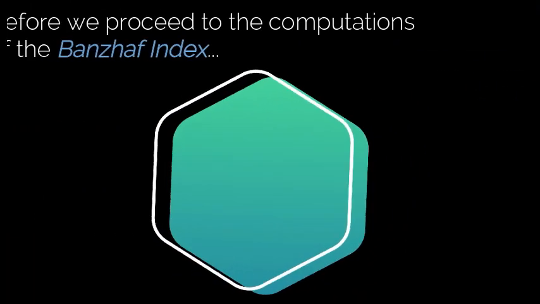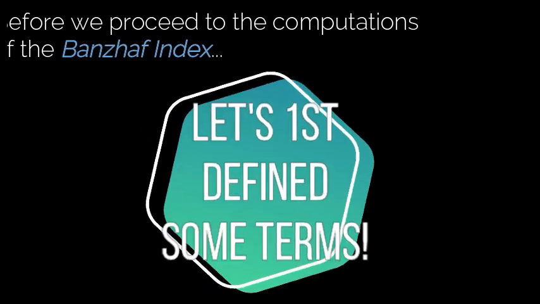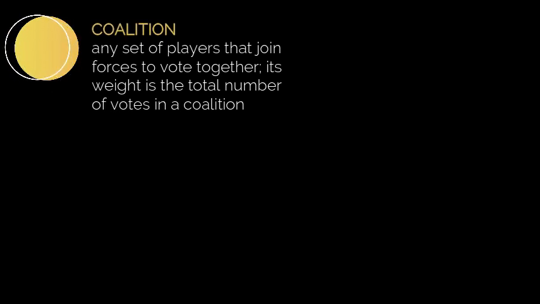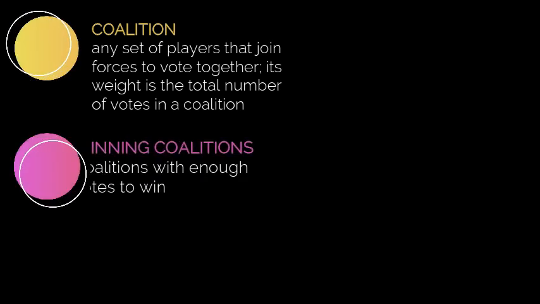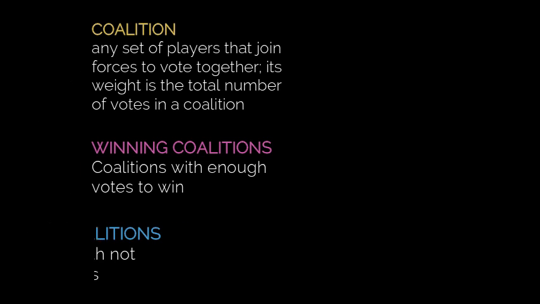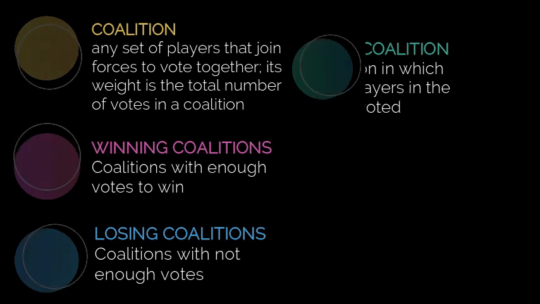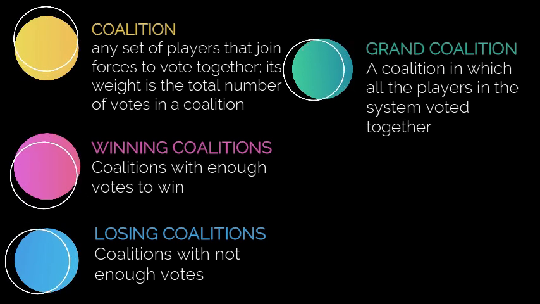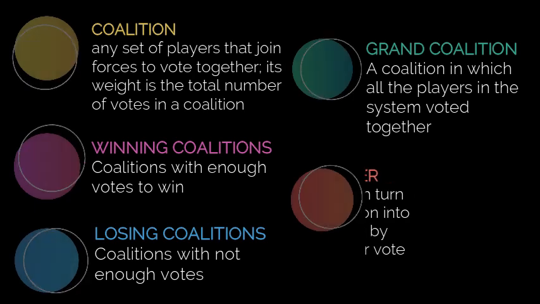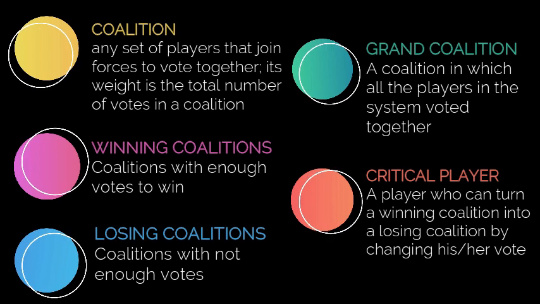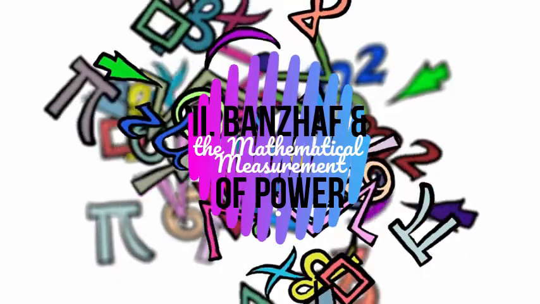Before we proceed to the computation of the Banzhaf index, let us define some terms. First, a coalition is any set of players that join forces to vote together, and its weight is the total number of votes in a coalition. Thus, winning coalitions are coalitions with enough votes to win, while losing coalitions are coalitions with not enough votes. Also, a grand coalition is a coalition in which all the players in the system voted together. Second, a critical player is a player who can turn a winning coalition into a losing coalition by changing his or her vote.